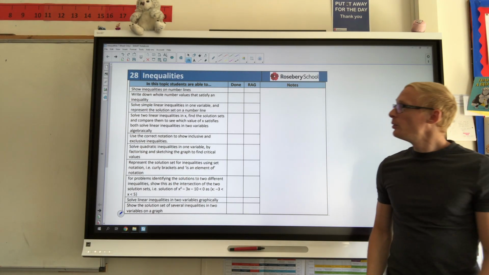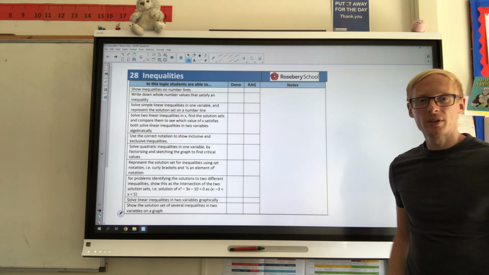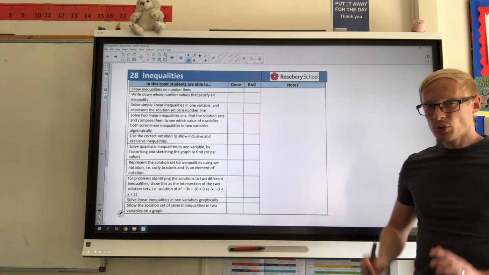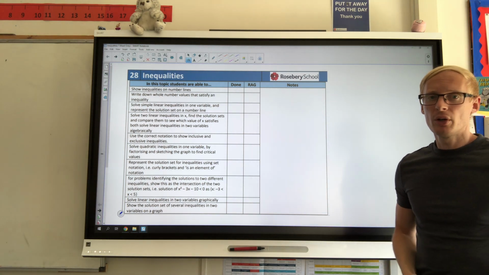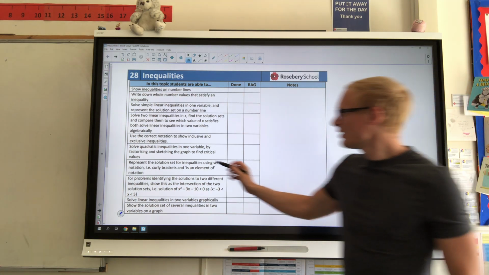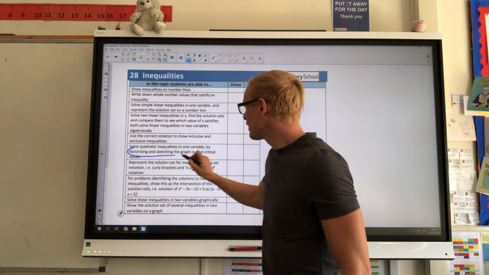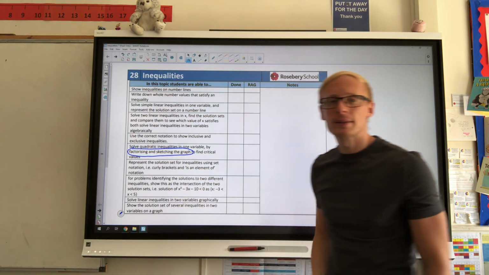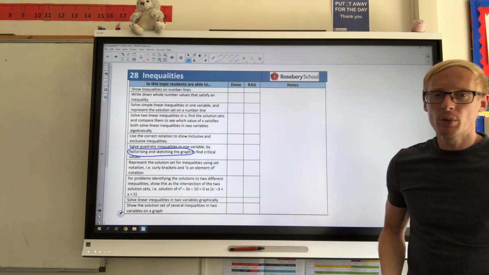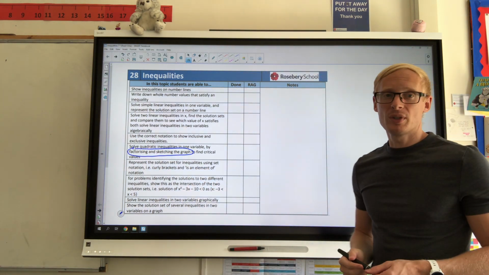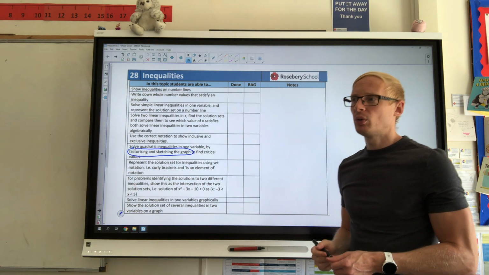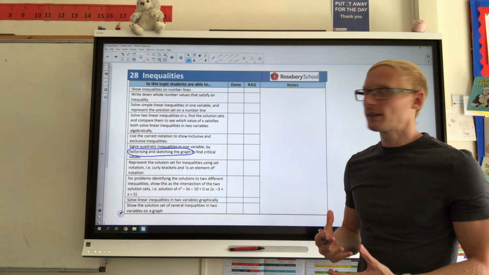Okay, hello and welcome to lesson 7 of topic 28, inequalities. Last lesson, and please make sure you've done last lesson before you have a go at this one, we looked at the concept of factorising and sketching graphs when you've got quadratics. We're going to continue with that and extend the difficulty level in terms of how complex our quadratic is.